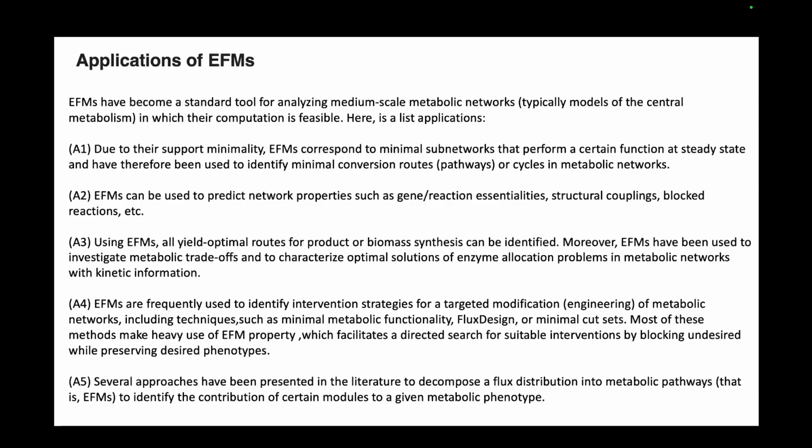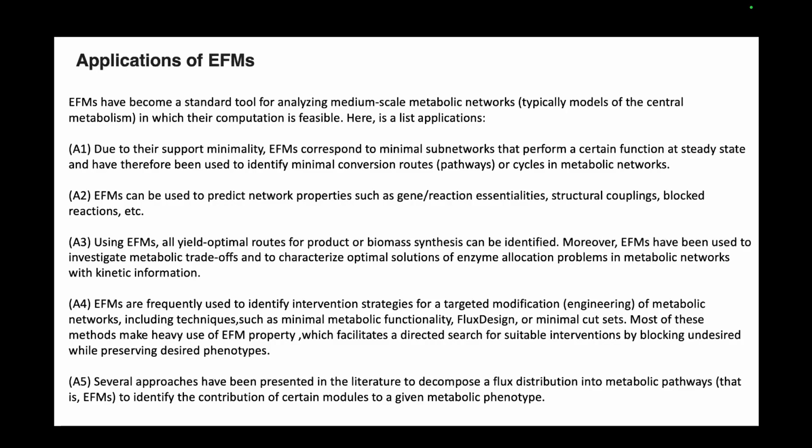So these conditions of deleting genes or reactions, whether they are essential or not to the metabolic pathway, can be determined using EFMs. Using EFMs, all yield-optimal routes for product or biomass synthesis can be identified. Moreover, EFMs have been used to investigate metabolic trade-offs and characterize optimal solutions of enzyme allocation problems in metabolic networks with kinetic information.